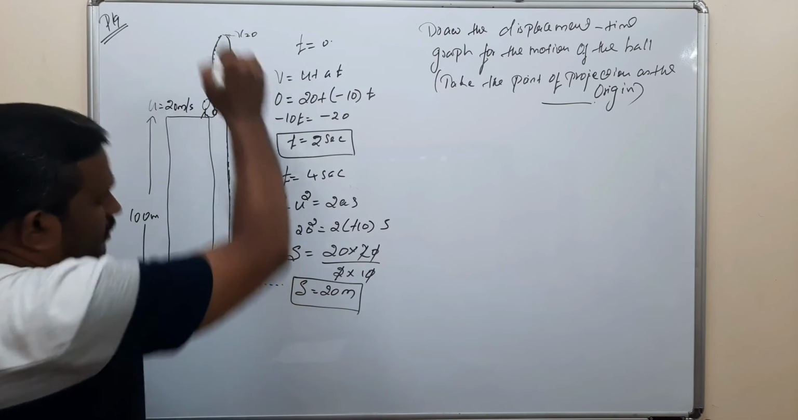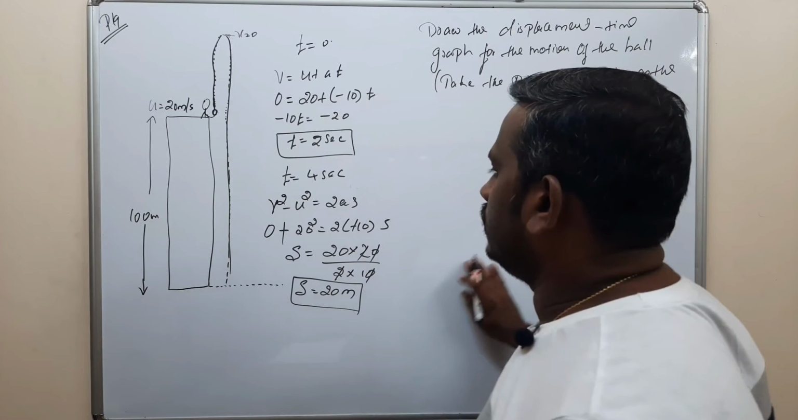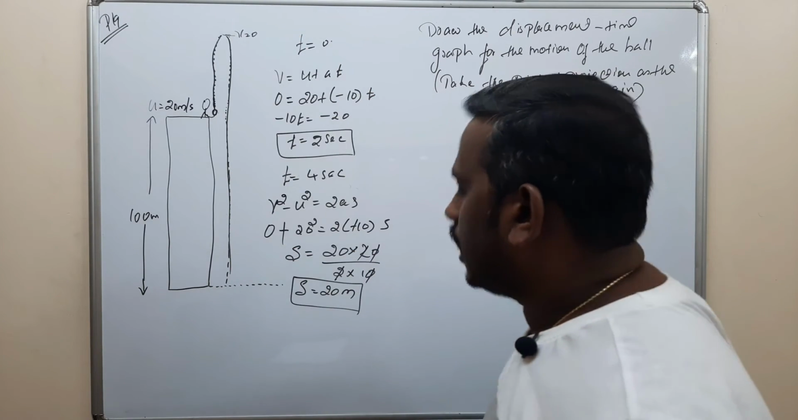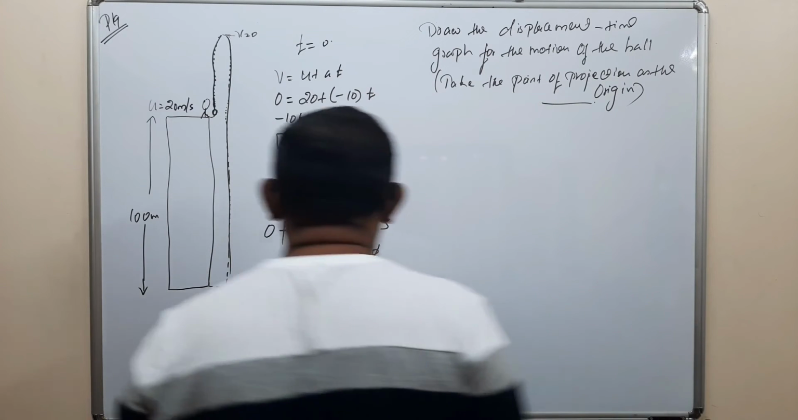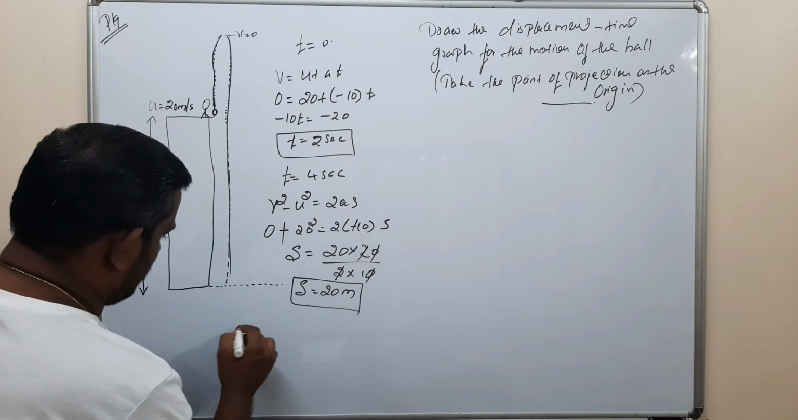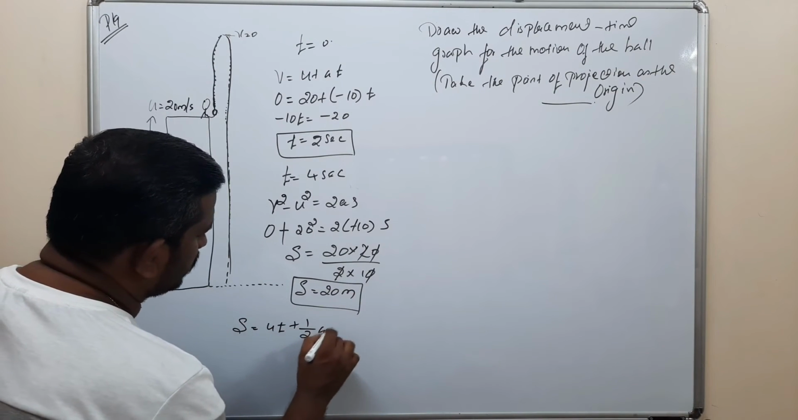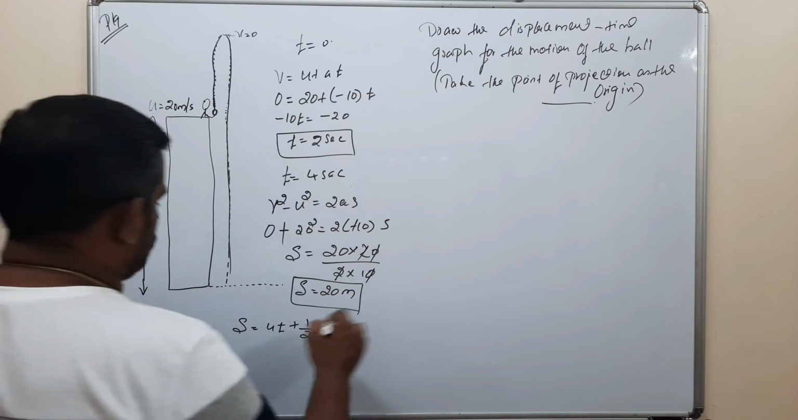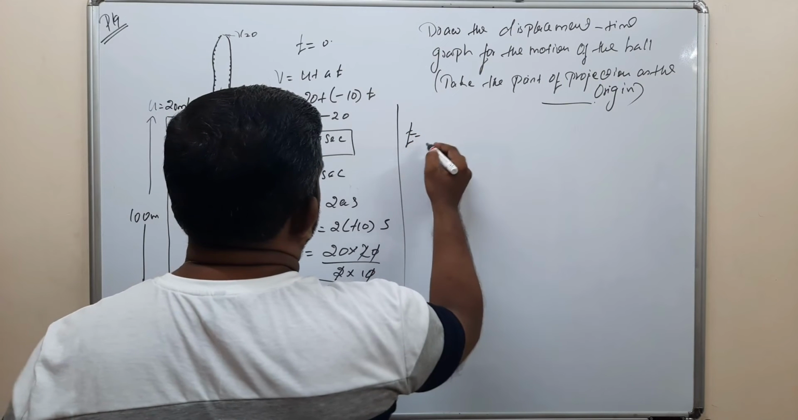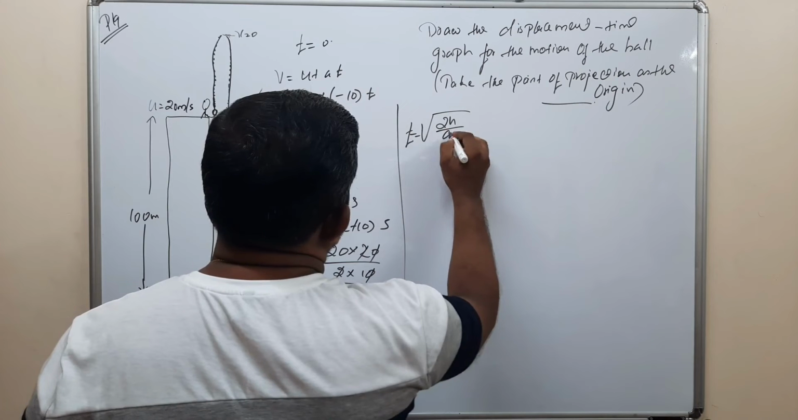So from the mean position the ball reached a height of 20 meters. So how much time will it take from this point to this point? How much time will the ball take to reach the ground? So we can use this equation, s is equal to ut plus half at square. From this equation we can find that t is equal to root of 2h by a.